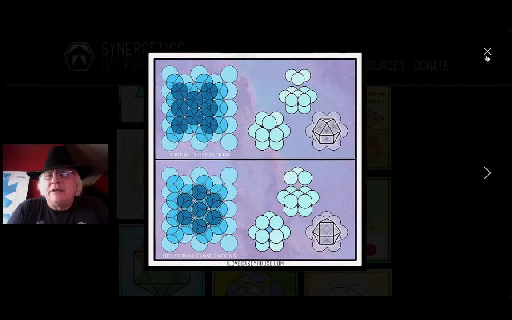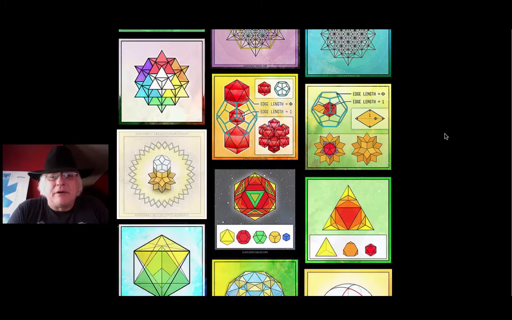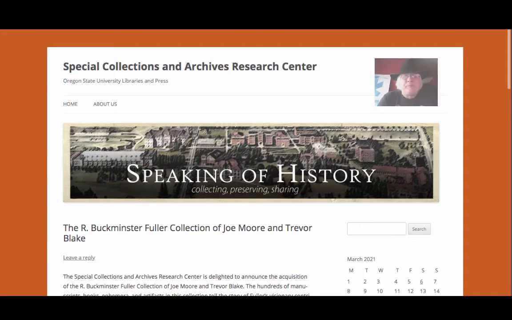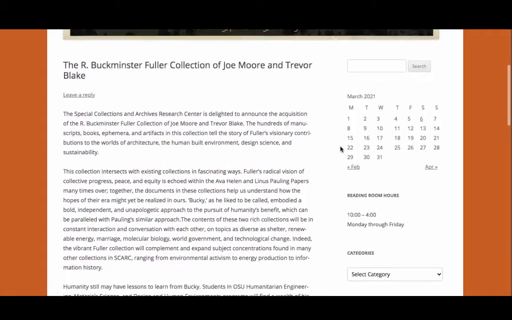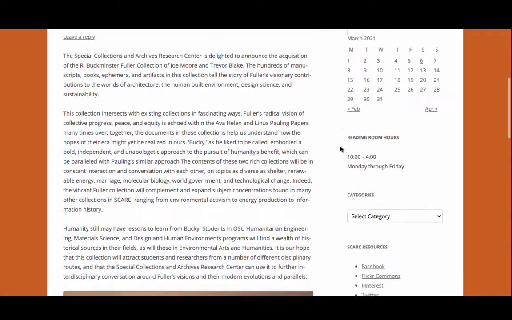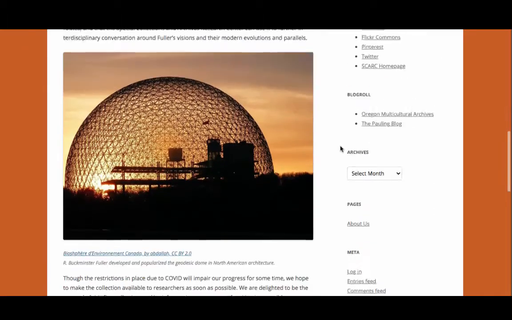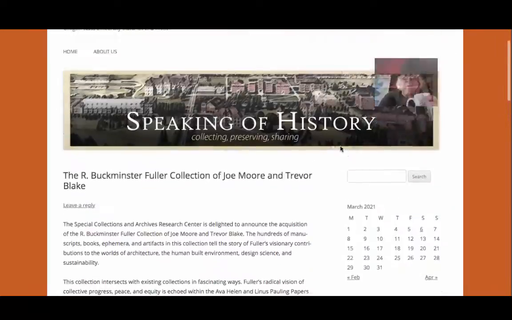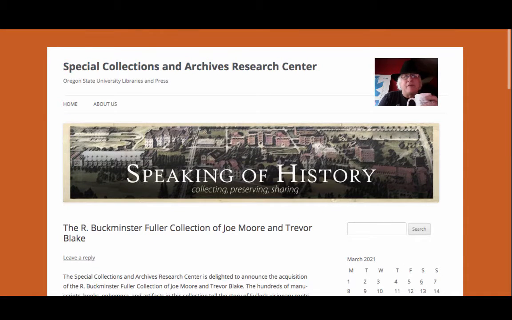And Casey has a breakthrough here in terms of his artistic style, and I'm really pleased about that. We also talked during this meetup of the TrimTab Book Club about the disposition of the various archives regarding the Bucky stuff. There's a new one that I mentioned earlier on this channel at Oregon State University. I believe you can access it through the same Doug Strain reading room as you access the Linus Pauling Ava Helen collection. If I'm wrong about that, somebody let me know in the comments maybe.